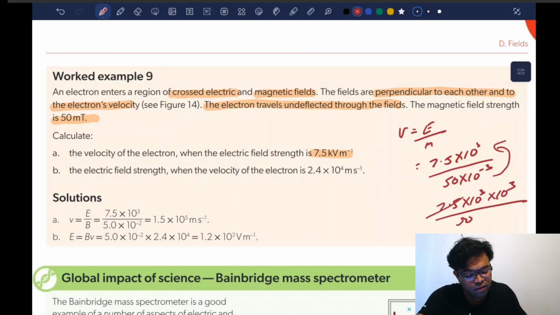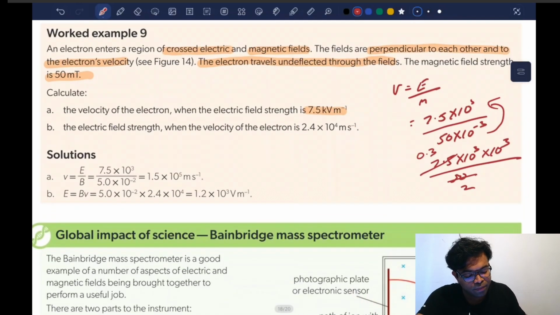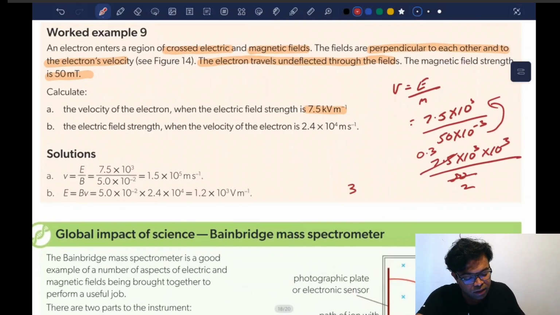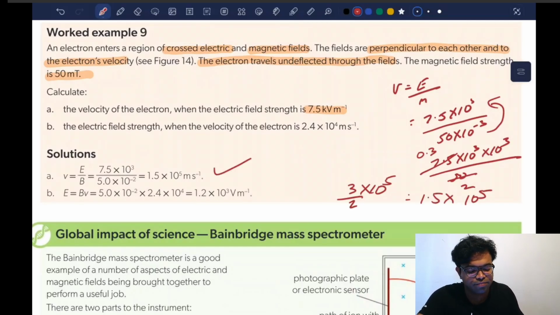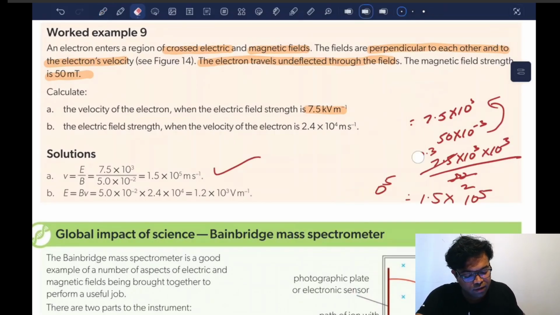So 25 into 3 is 75, 25 into 2 is 50. So this will become 3 upon 2 into 10 to the power of 5, or 1.5 into 10 to the power of 5. That's how you'll get this. Clear? Next, then you need to calculate what?